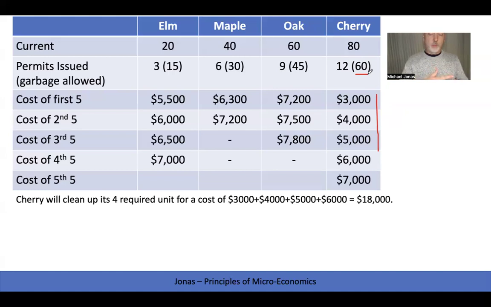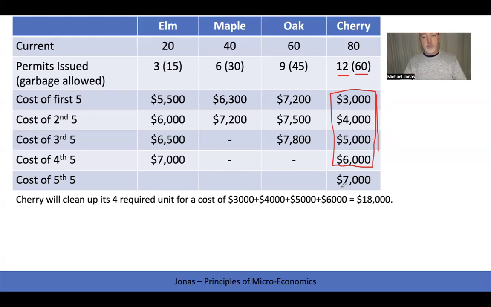Its other option would be to buy permits, but its costs are so low, nobody's going to be willing to sell for that price, right? So Cherry's going to go ahead and clean up its 4 required units. And it hasn't done anything with its allotted permits yet. Right? So it still has 12 permits, and now it has the same choice, right, that Elm did.